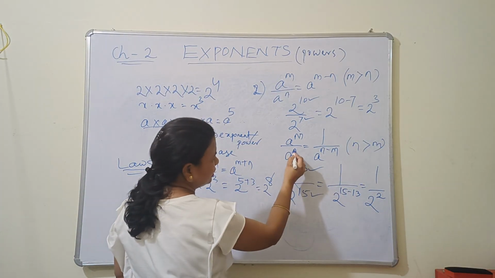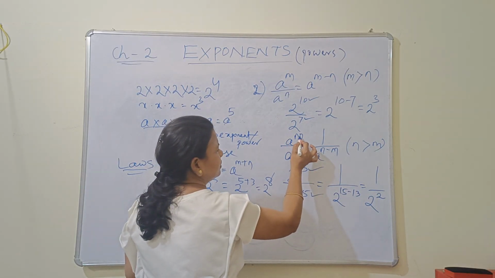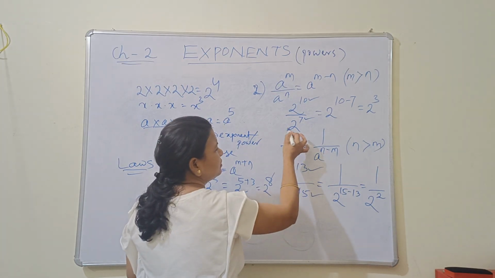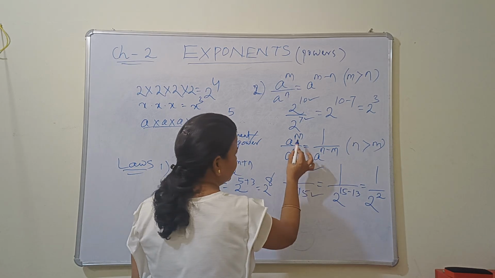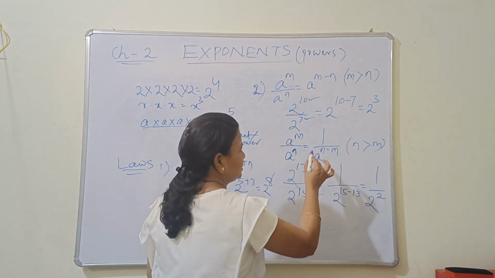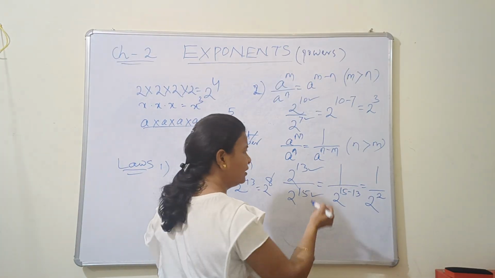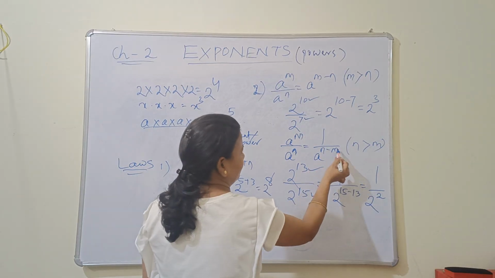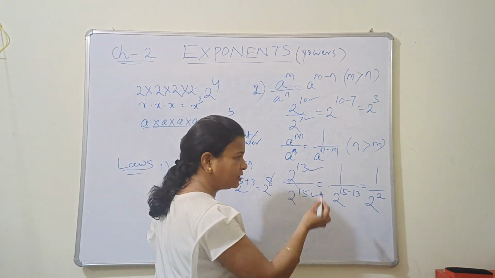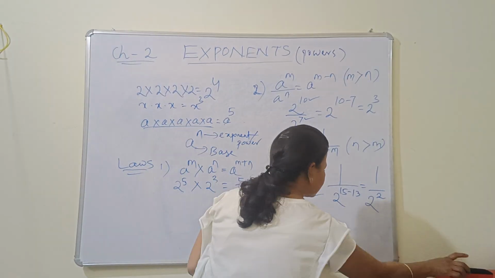Means in the denominator the base has a greater power than the power of the base in the numerator. So this power n is greater than m. That's why a to the power m divided by a to the power n gives rise to 1 by a to the power n minus m. N minus m is done in the denominator. Now come to the third law.